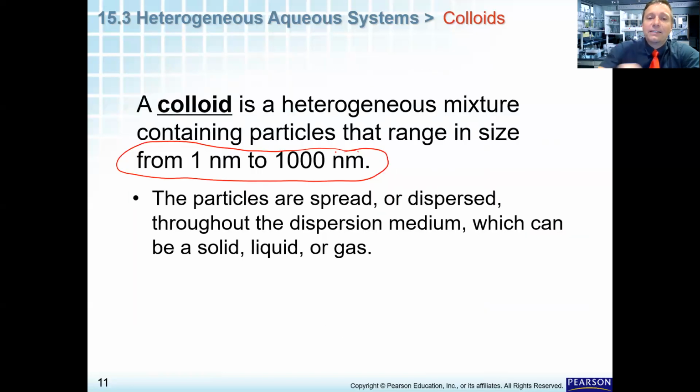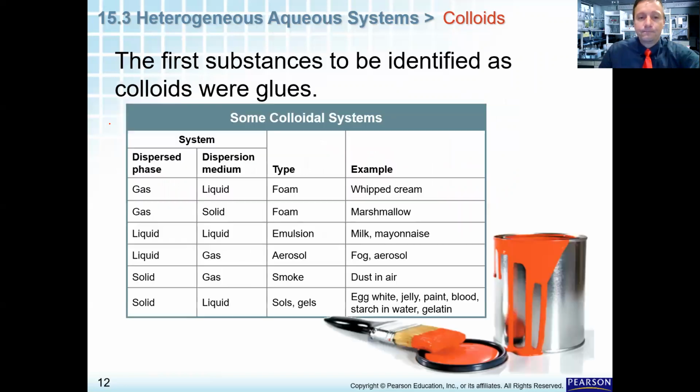So please make sure you get this. A colloid is a heterogeneous mixture, another term for your notes, please. You have to be able to differentiate these. A colloid is a heterogeneous mixture containing particles that range in size from 1 to 1,000. So remember, you see 1,000 nanometers or more, that's going to be a suspension. You see about 1 nanometer, that's a solution. And then when you talk about a colloid, it's in between.